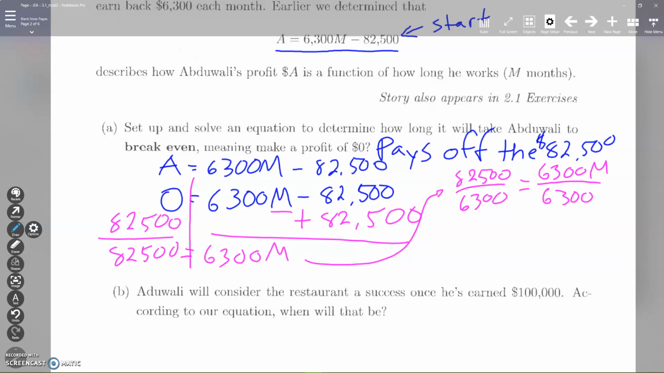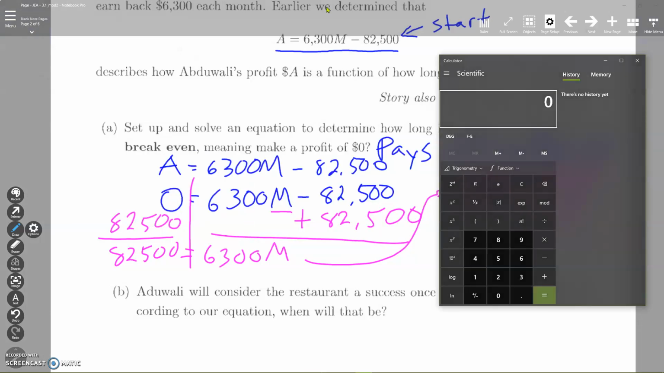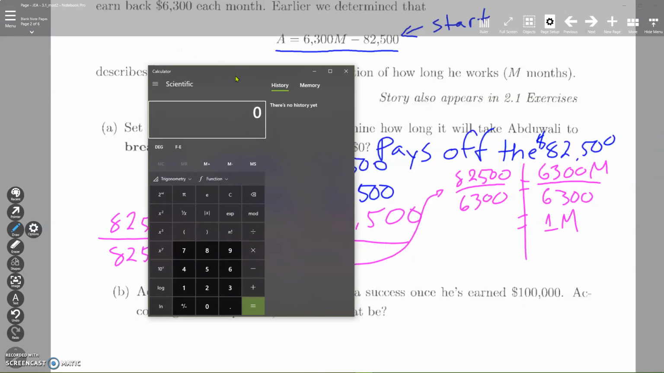And when we do that, we get 1 month, or one group of months really: 6,300 divided by 6,300 gives us one group of months, however many months that might be, and 82,500 divided by 6,300. You can do that in your head if you really want to challenge yourself, or we could just go to our calculator, and we take 82,500 divided by 6,300, and we get just a little over 13 months.